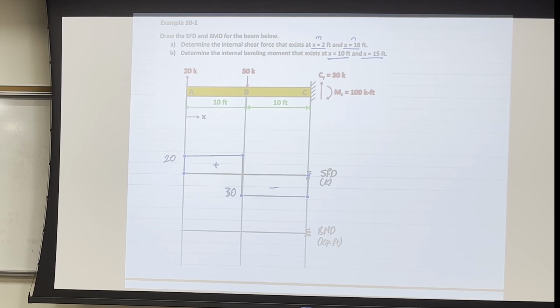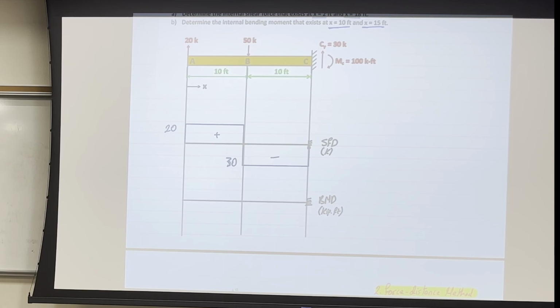Okay, bending moment, let me make a point. I have A, B, C. So M at A is going to be equal to zero because I don't have any concentrated moment. M at B is summing the rectangle area, which is 20 times 10, which is this area, which is equal to 200 positive. So I'll go up to 200.